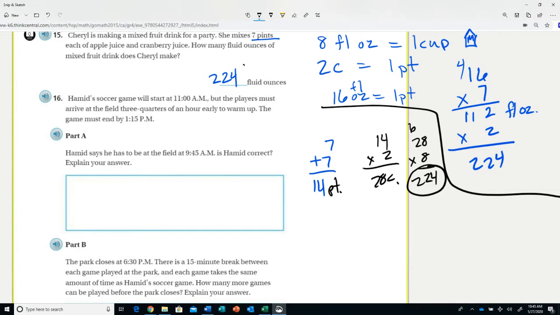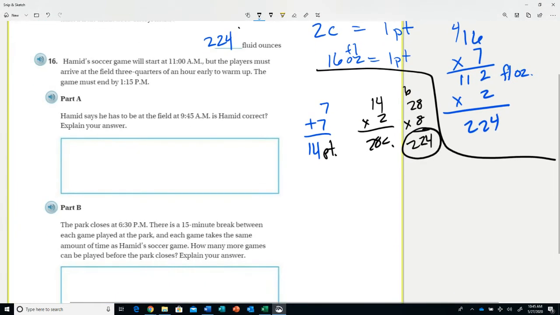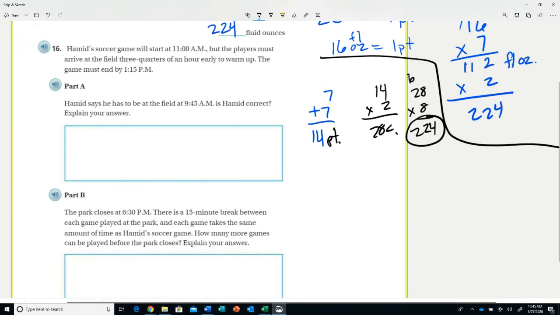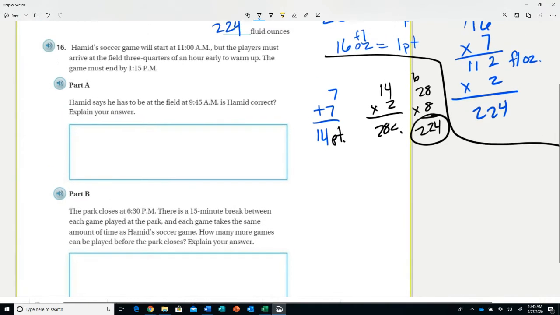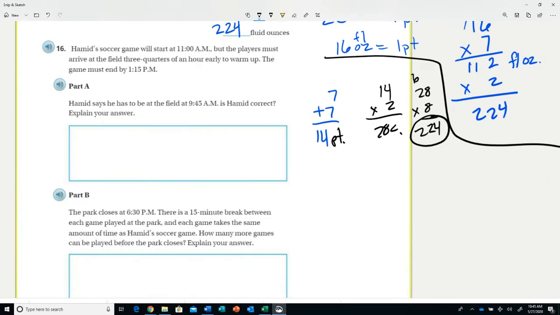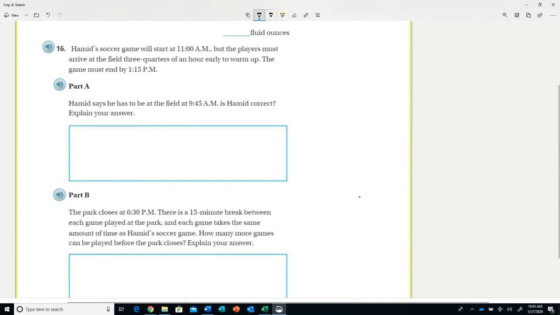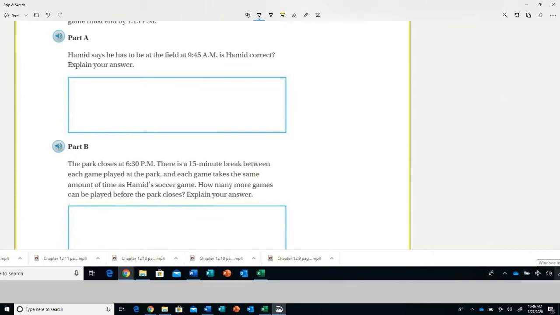All right, next question. Hamad's soccer game will start at 11 a.m., but the players must arrive at the field 3/4 of an hour early to warm up. The game must end by 1:15. Okay, part A. Hamad says he has to be at the field at 9:45. Is Hamad correct? Explain your answer. So, all right. First off, I am going to erase all the ink right now. I'm going to erase the top part because I want a little bit more space to work on 16.